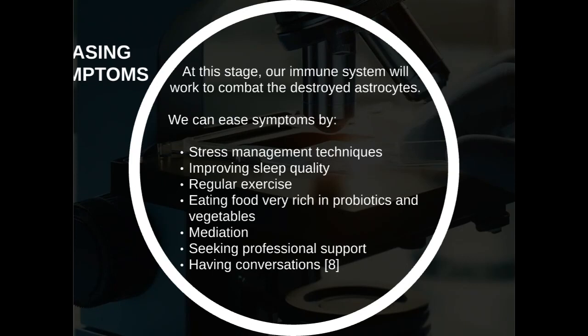There will always be opportunities for regeneration of cells, because our bodies make so many cells. We have billions and billions of them working for us. So if there's a small clump that are getting destroyed, provided it's not cancerous, we can work to combat this. And some good techniques include stress management, improving the quality of our sleep, regular exercise, eating food that's quite rich in probiotics and vegetables, because that regenerates us, meditation, of course, seeking professional support, and honestly having conversations as well, talking to people about it, aligned with the concept of professional support.